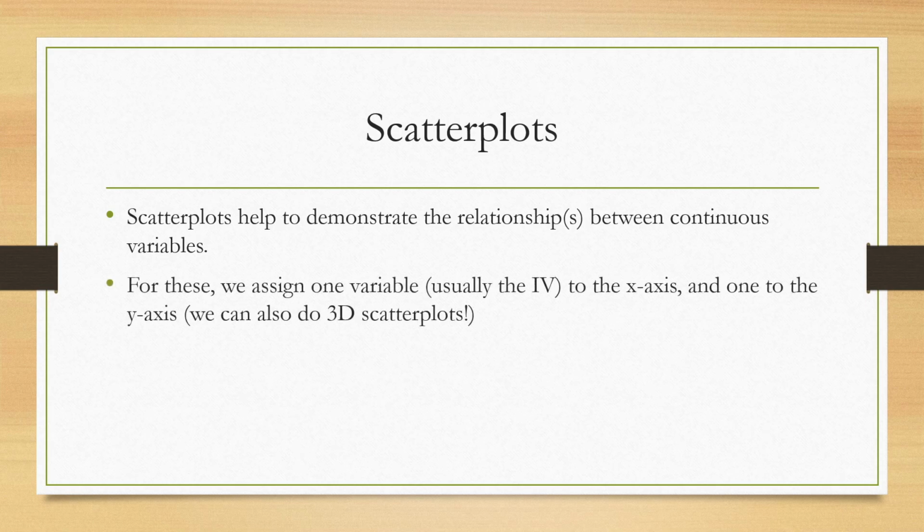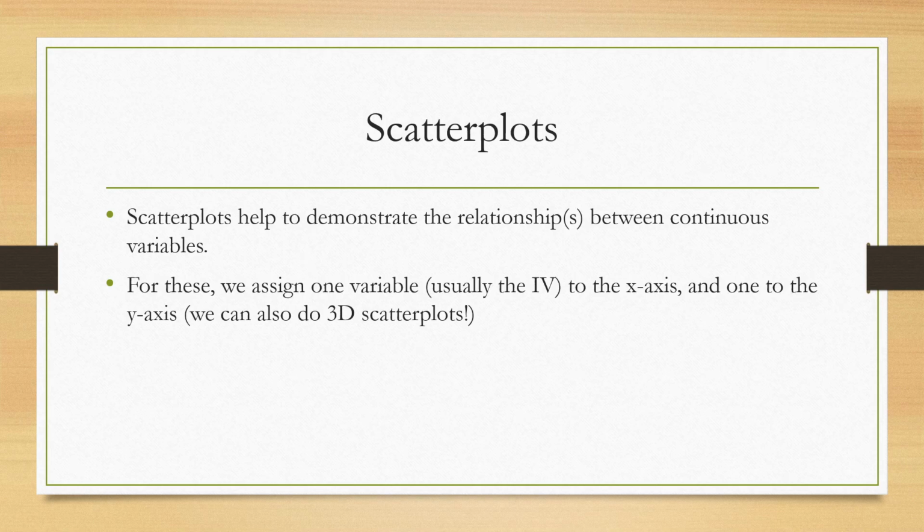Ultimately, we assign a variable, usually the independent variable in a study, to the x-axis and the other variable to the y-axis. You can do 3D scatter plots. Those tend to be difficult to interpret, even on a computer, but they look really cool. Still, interpretation is kind of a pain with 3D scatter plots unless the strength of the relationships between variables is very strong. And if it is, then 3D scatter plots can be really cool. But if it's not, then it can be kind of difficult to interpret.